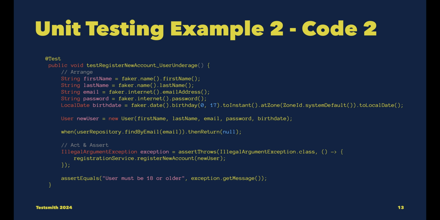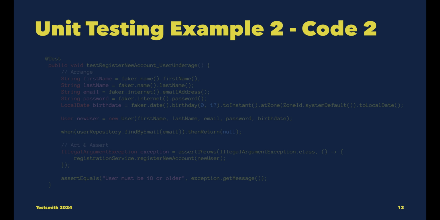Let's create another test for an underage user. These lines generate the necessary test data for the new user account using the Faker library. They create a first name, last name, email address, and password. This generated data simulates real user input for testing purposes.